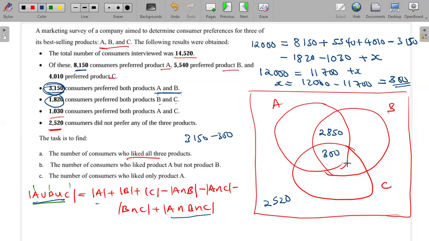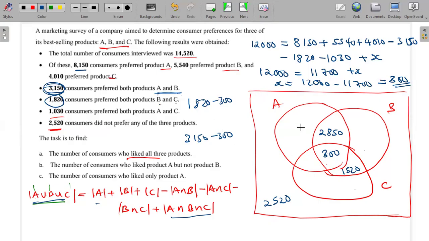But then, so B and C, you have B there, you have C there. So these here, you would have people that prefer both product B and C. But I want those that prefer B and C only. So to get the B and C only, I'm just going to say 1,820, then I subtract 300 there. So 1,820 minus 300 is going to give me 1,520. So I get that there.